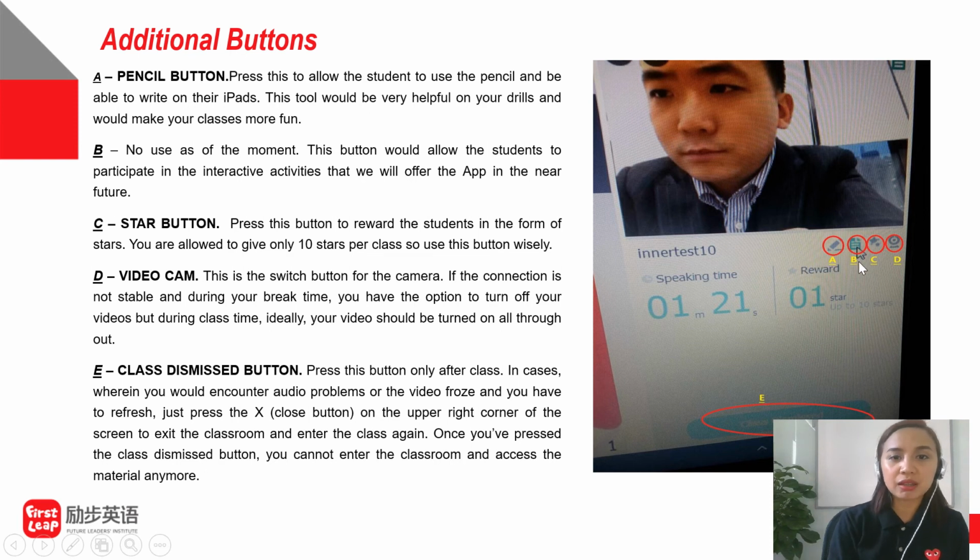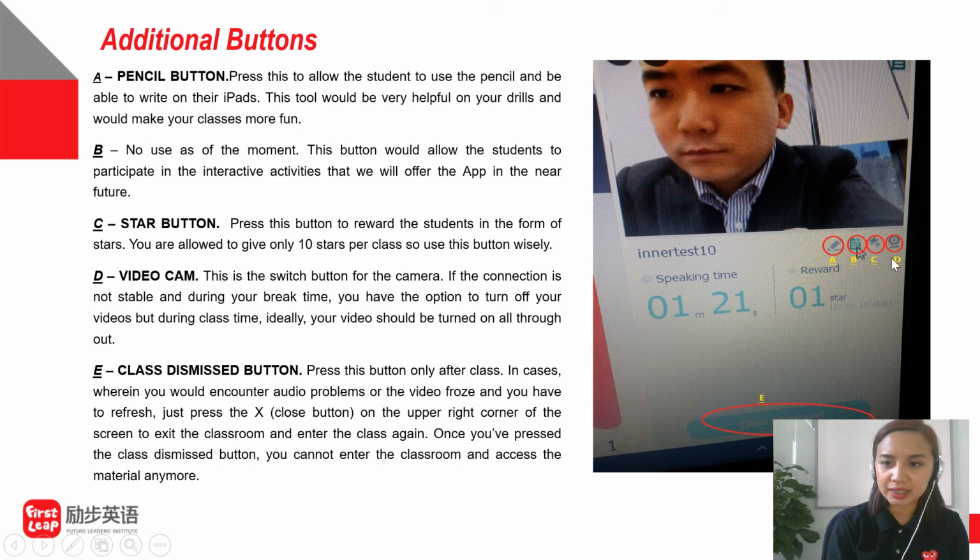Letter B here has no use as of the moment. This button would allow the students to participate in the interactive activities that will be offered in the app in the near future. Letter C, that's the star button. Okay, so press this button to reward the students in the form of stars. You're allowed to give only 10 stars per class, so please use them wisely.